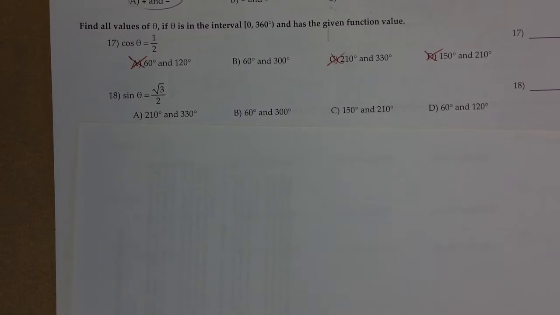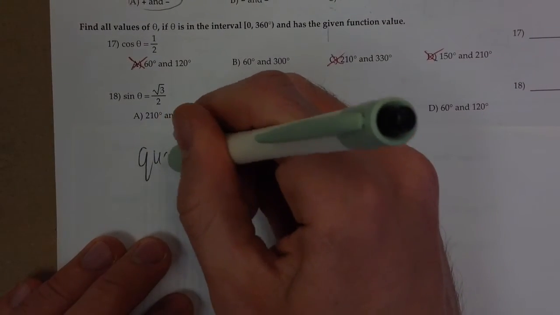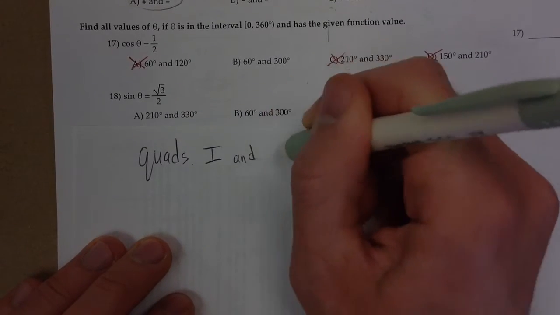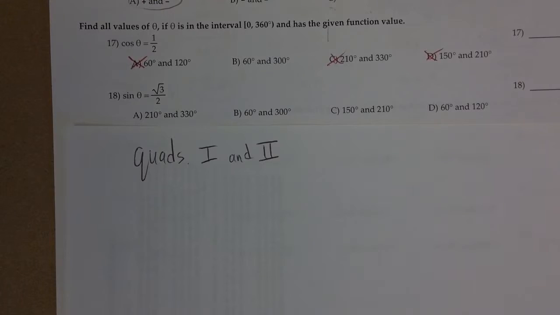So first tell me, when is sine going to be positive? What quadrants? Very good. Now please tell me what the reference angle will be for when sine is root 3 over 2. 30, 45, or 60? 60. Excellent.